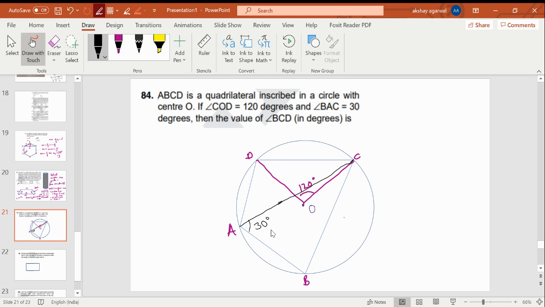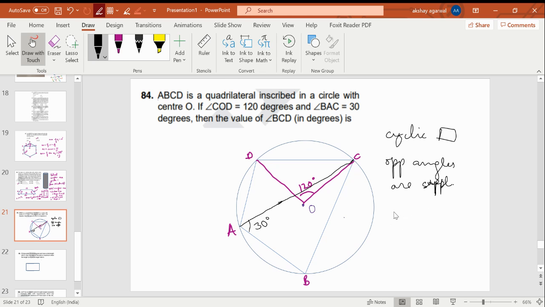I hope you're comfortable. We had a quadrilateral in a circle. Center of the circle is O. One of the sides CD makes an angle of 120 degrees. BAC makes 30 degrees. Alright. So now what we had to find? We had to find the value of angle BCD. Remember, this is a cyclic quadrilateral. In a cyclic quadrilateral, opposite angles are supplementary.